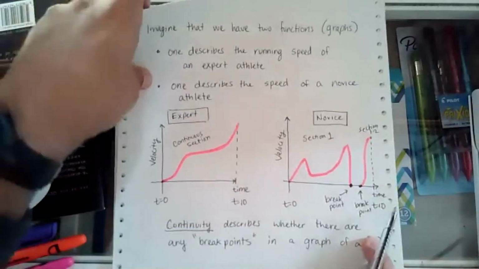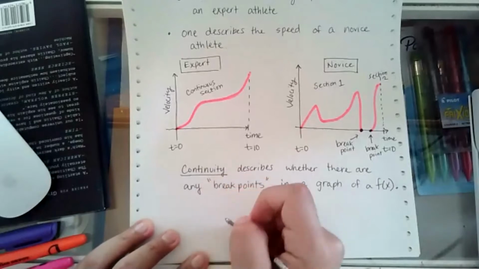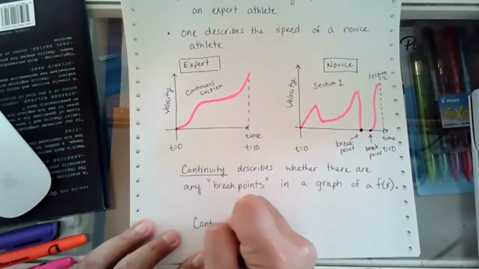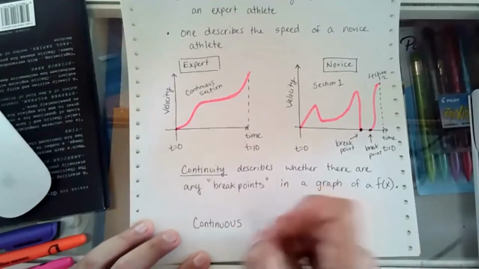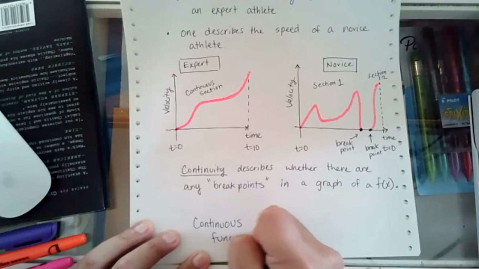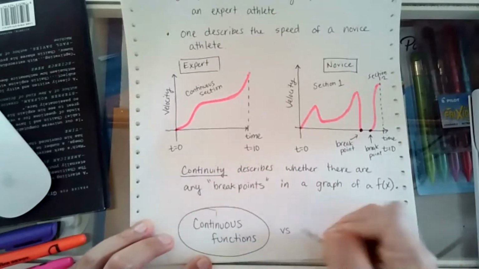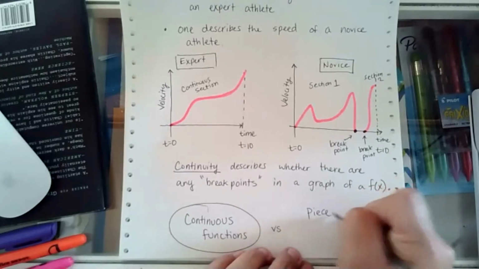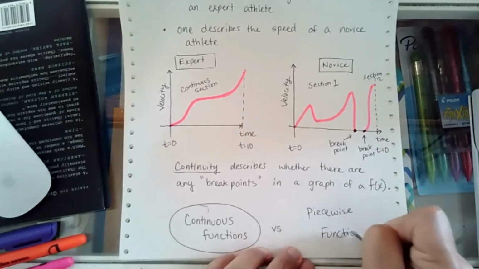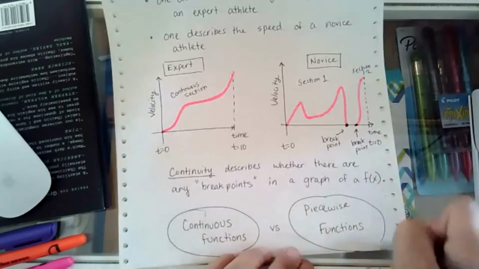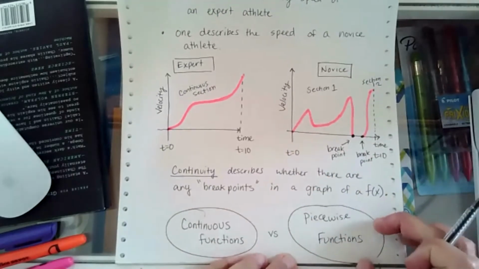And so in mathematics, we study these two big categories of functions, and that is continuous functions, which have really nice properties that help us with a lot of different problems, especially in higher mathematics like calculus, versus piecewise functions, which are basically these composite functions that are made up of multiple parts, and usually there's some sort of breakpoint in them.